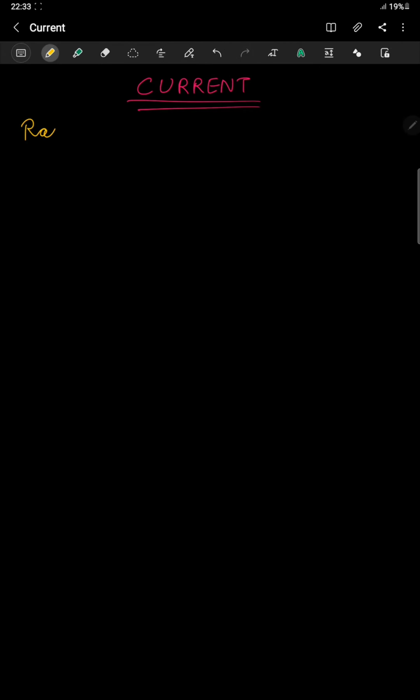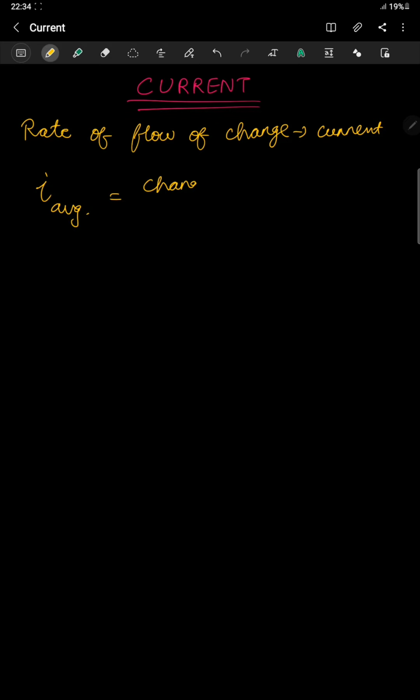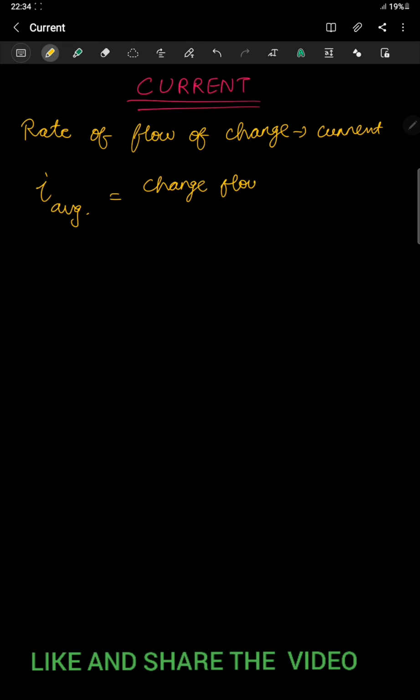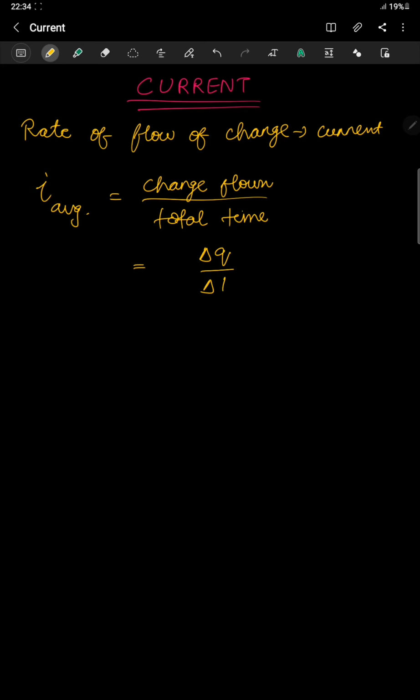The flow of charge, the rate of flow of charge, is called your current. This is called your current. Okay, then I average will be your charge flown divided by total time, that is delta q by delta t.